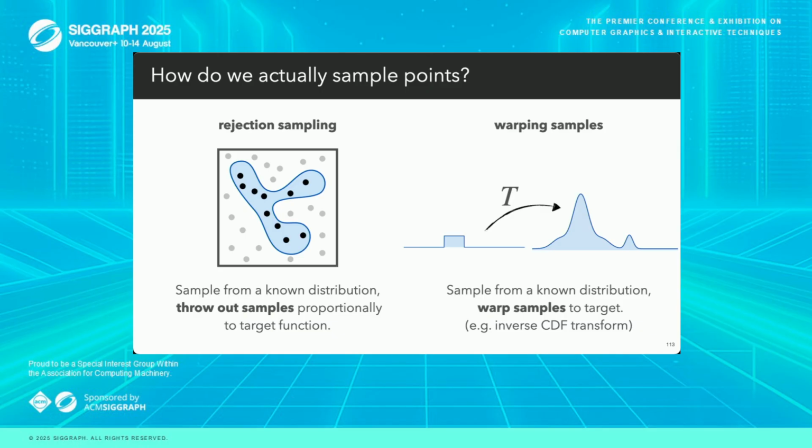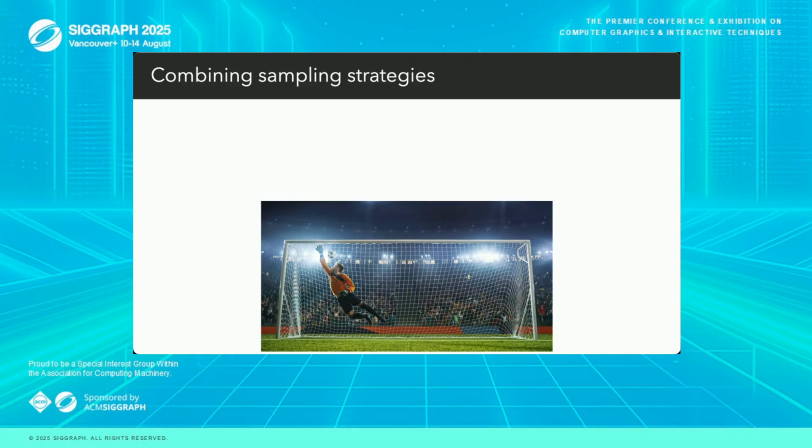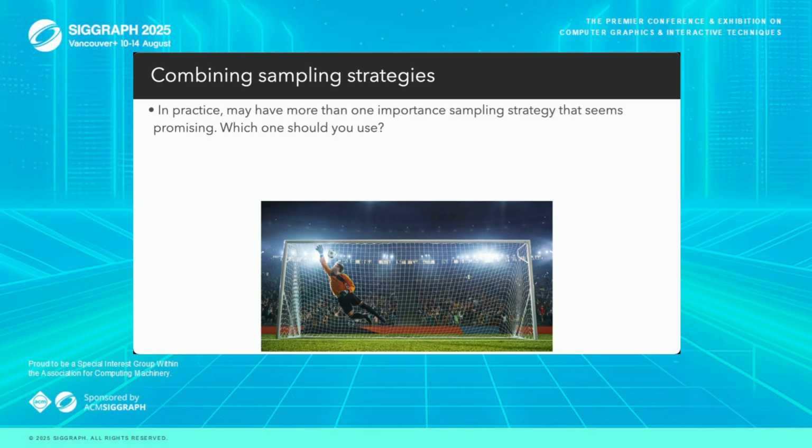And the other approach we have is we can warp samples. So we sample from a known distribution, and then we essentially try to transport those samples to something that resembles our target distribution. Now, finally, we often don't have just a single sampling strategy that we want to use. Even in this simple example of the Green's integral, we have the Green's kernel and the source integral, which we want to evaluate. So in practice, how do we incorporate many different sampling strategies?